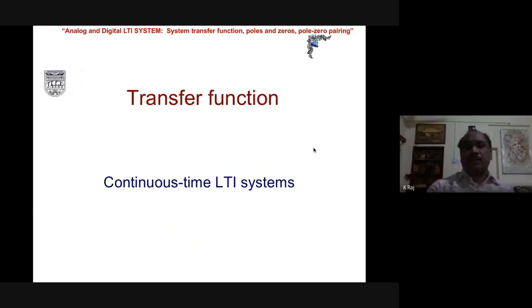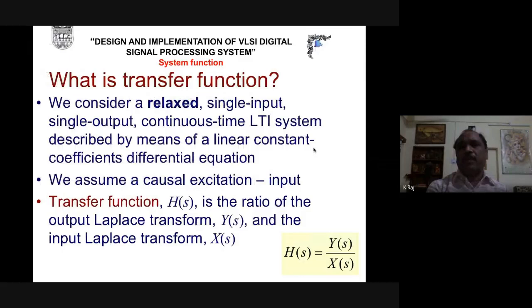So first of all, we will discuss some concepts of the continuous time LTI system transfer function. As we know, what is that transfer function? For that purpose, we have to consider a relaxed system having single input, single output, and the system is a continuous time LTI system, described by means of a linear constant coefficient differential equation. We assume a causal excitation, that is, the input is a causal signal, not an anti-causal signal here. The transfer function is the ratio of the Laplace transform of the output to the Laplace transform of the input. Here all initial conditions are zero because we have considered a relaxed system.